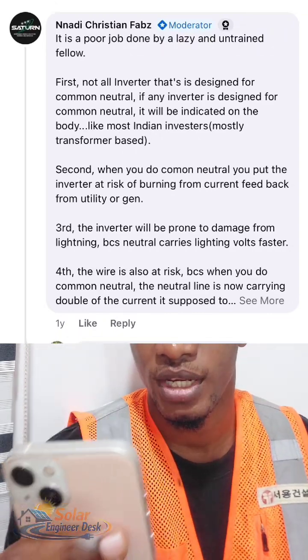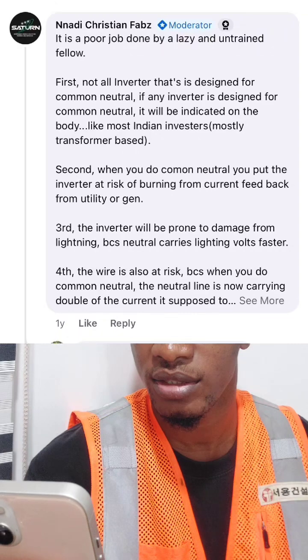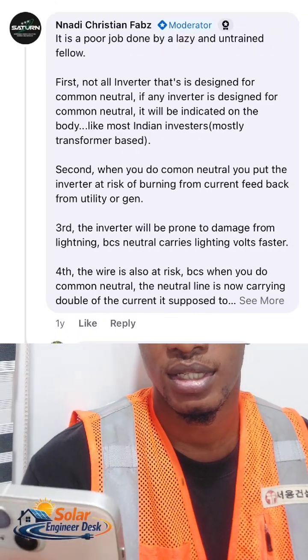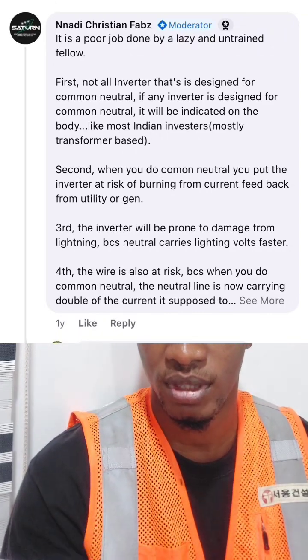Now, number 4, the wire is also at risk because when you do common neutral, the neutral line is now carrying double the current it is supposed to carry. Now, this is not true. This is not true at all, right?